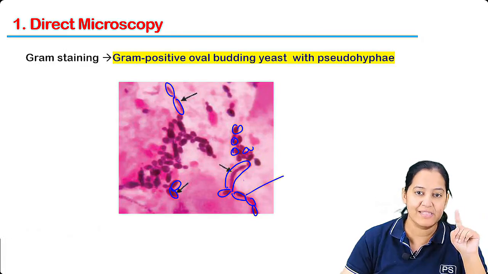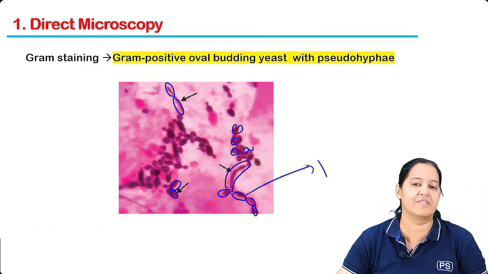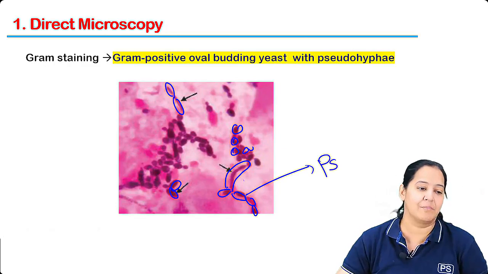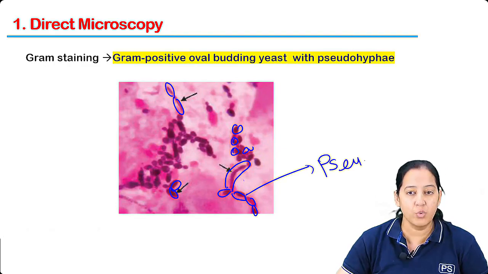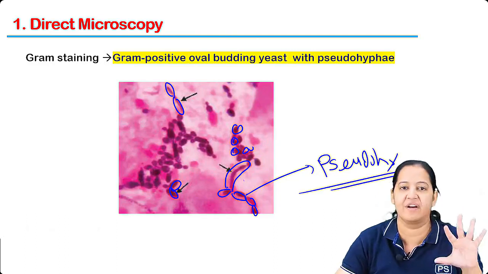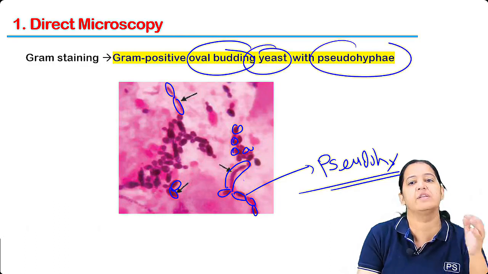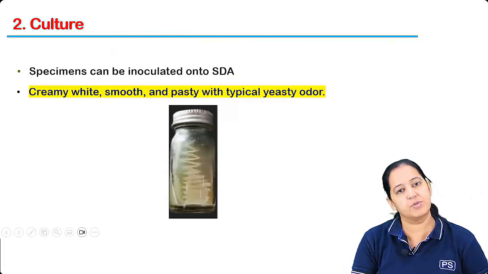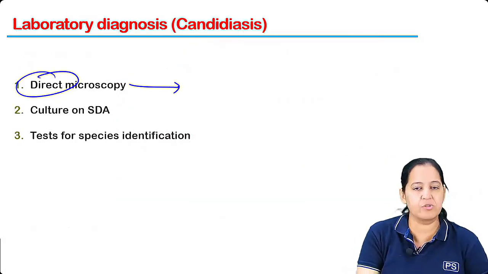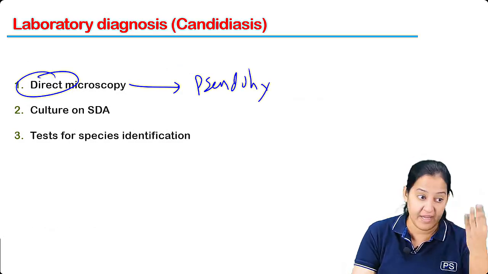It looks elongated, but actually it's pseudohyphae because constrictions are very clearly visible. Please appreciate the constriction, everyone. Pseudohyphae constrictions are there. So whenever this image comes in your exam, it's Candida. I can see the budding yeast with the pseudohyphae. So the pseudohyphae word is very important. For direct microscopy, learn one word: pseudohyphae. You always get the budding yeast with the pseudohyphae.